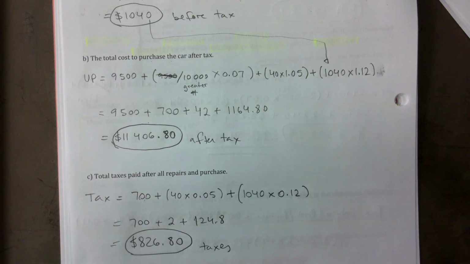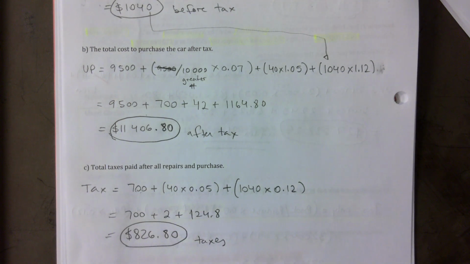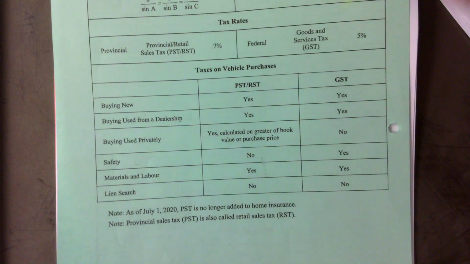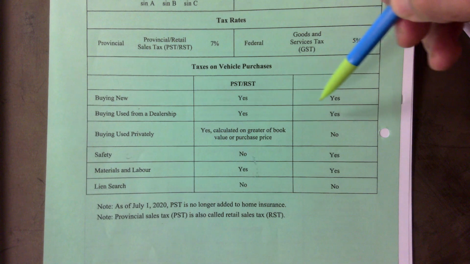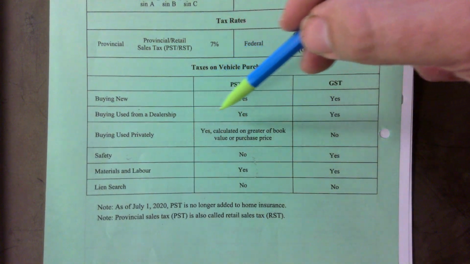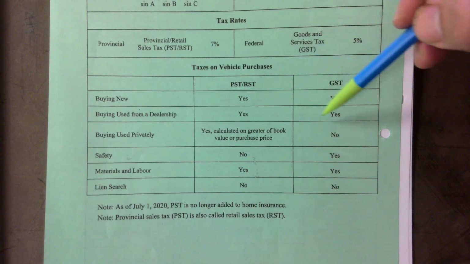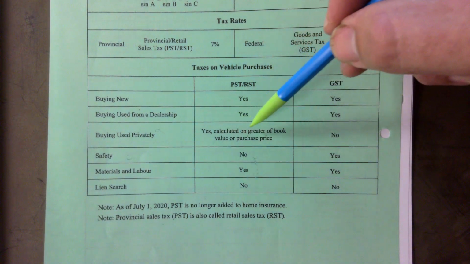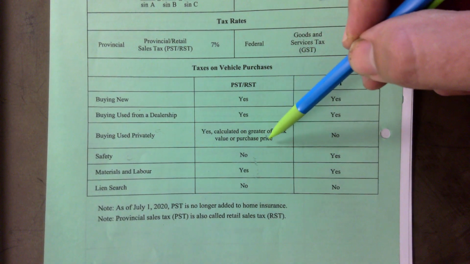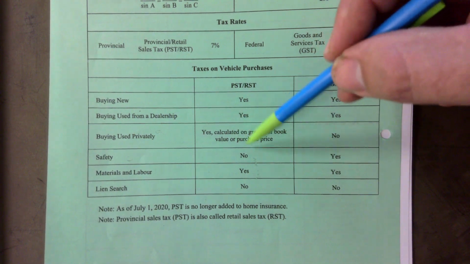And I always want you to remember this. So let's say something happens to your study sheet. You always have your formula sheet there to help you. So if you go to the back, I might block this for a bit, but right? Taxes on vehicle purchases. If it's a brand new one, you pay both taxes. If it's a used at a dealership, it's yes and yes, so 12%. If it's privately, yes, calculated on the greater of the book or the purchase price, right? That's what we're always doing with that extra bracket.